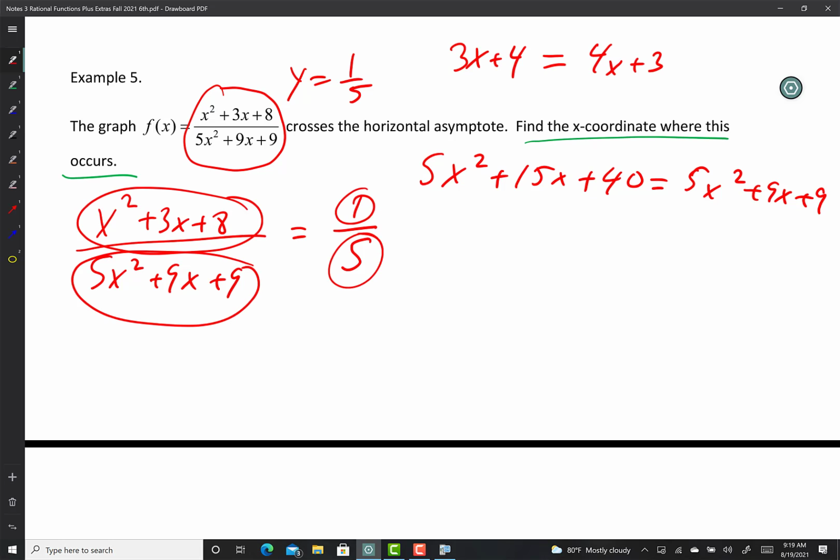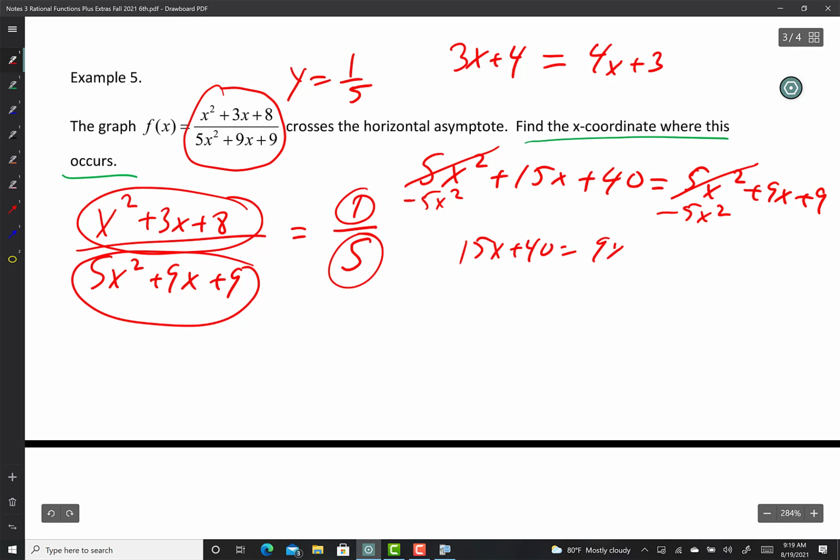So here we go, guys. In order for this to work where it's easy, your quadratics should always cancel, the 5x squares, and they always will if you cross the horizontal asymptote. So here they are, they cancel out. It's like minus 5x squared minus 5x squared. So now I have an expression, 15x plus 40 equals 9x plus 9.